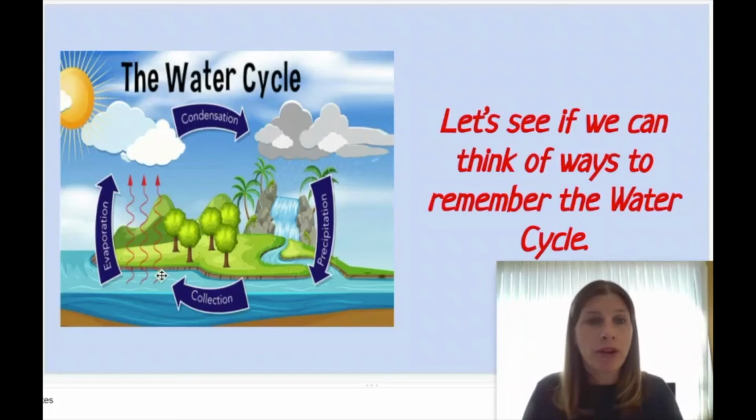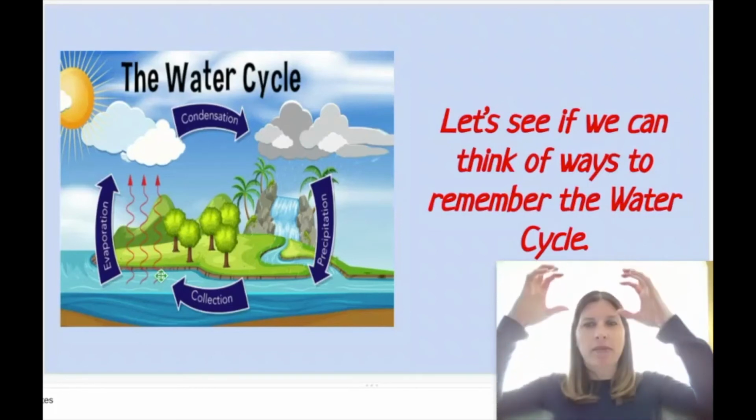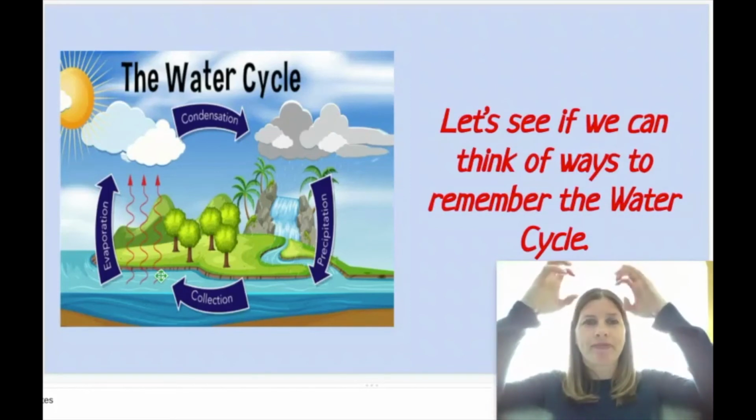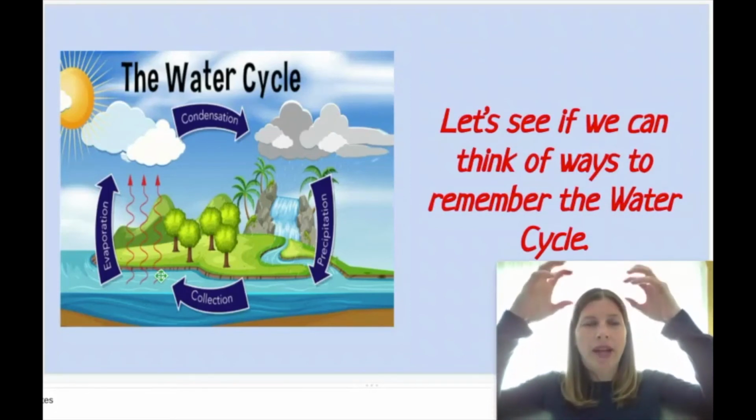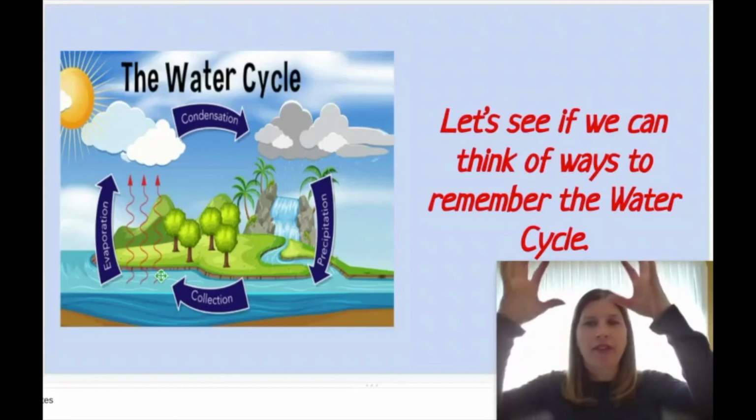Maybe we can make clouds with our hands. Oh, you think that's a great idea? Let's try it. Here's some clouds. Fluff some clouds. Okay, excellent. Let's try one more time. Fluff some clouds.